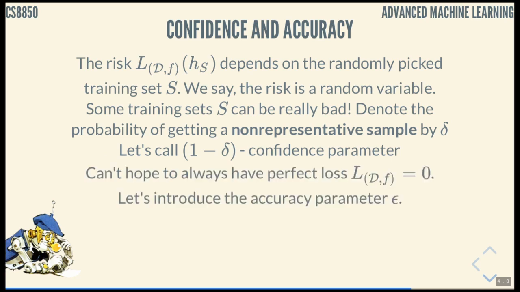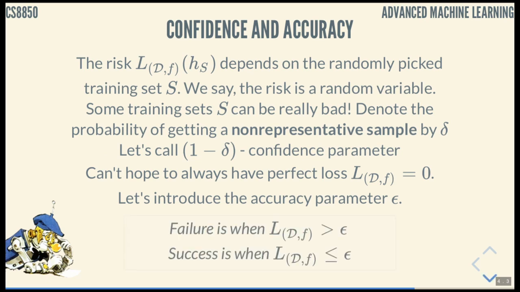We also can't hope to always have perfect loss, right? So let's introduce an accuracy parameter, the accuracy parameter epsilon. Our failure is when our loss is more than epsilon. And so it's some tolerance of how much error we are ready to tolerate. And our success is when our loss is less than or equal to epsilon.